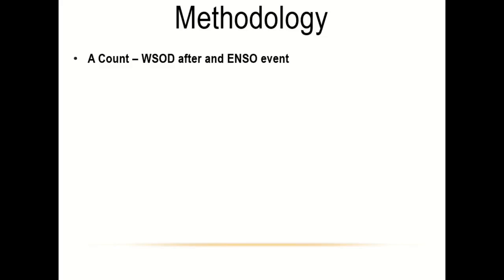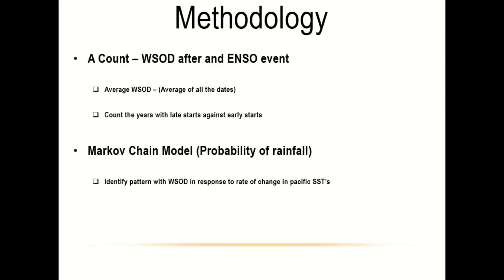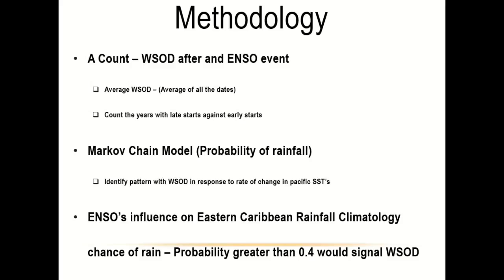Now, a simple count was done on the start dates, and then we determine an average. So we wanted to find out what was the average start date of the rainfall season per station. Then we found out where you had earlier starts and later starts. Then after that, we introduce these characterized values into a Markov chain model. And that made the system more robust. We identify a pattern and build this probability model that we'll do in the future.